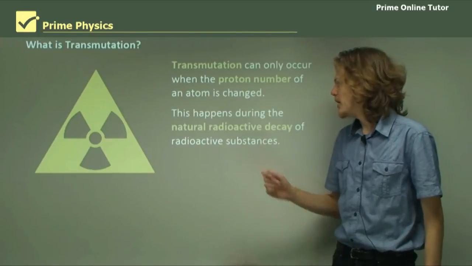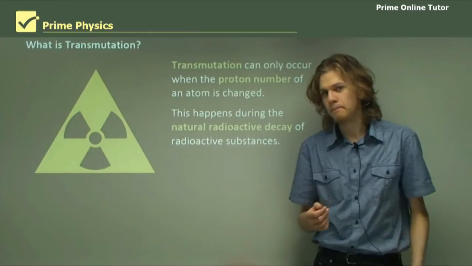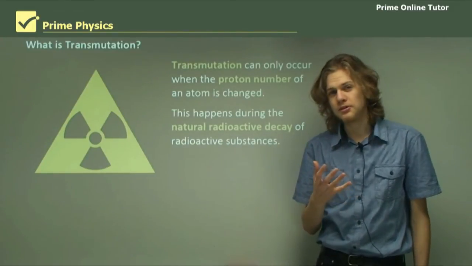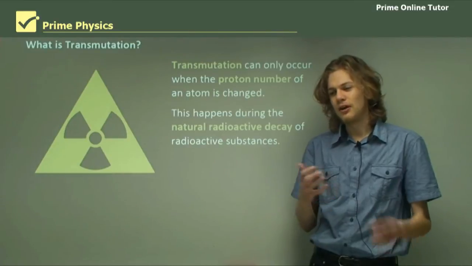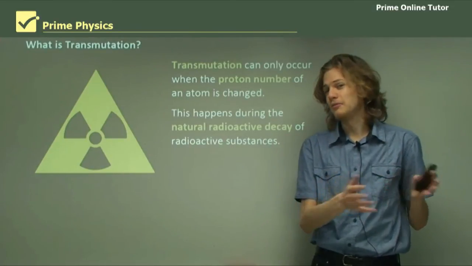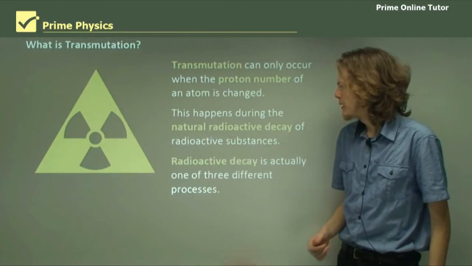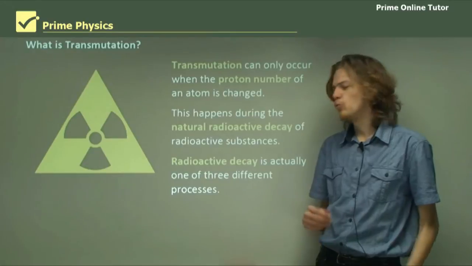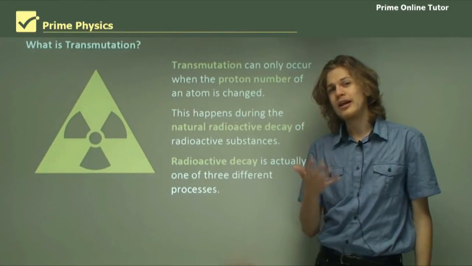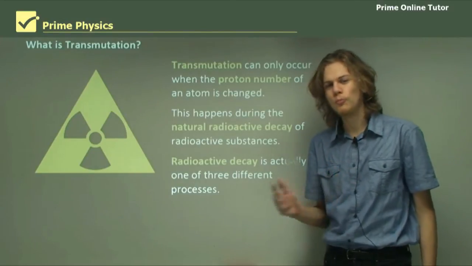Now this can only happen during radioactive decay. So this can happen naturally for some substances. For other substances, we need to fire neutrons at it until it decides it's unstable enough to decay. More about that later. So radioactive decay is one of 3 different processes. All of them release radiation, but what sort of radiation depends on what process it is.